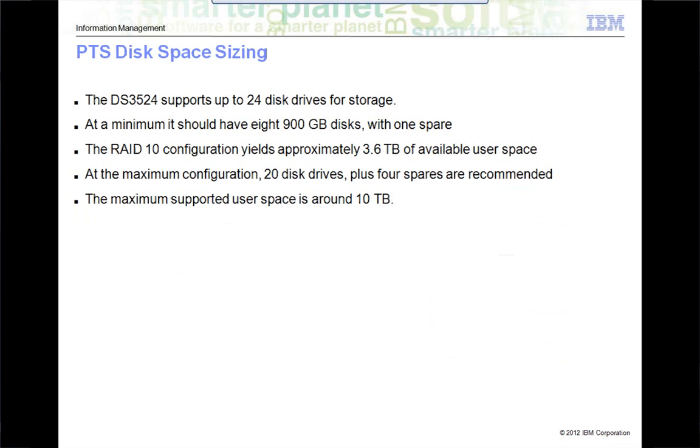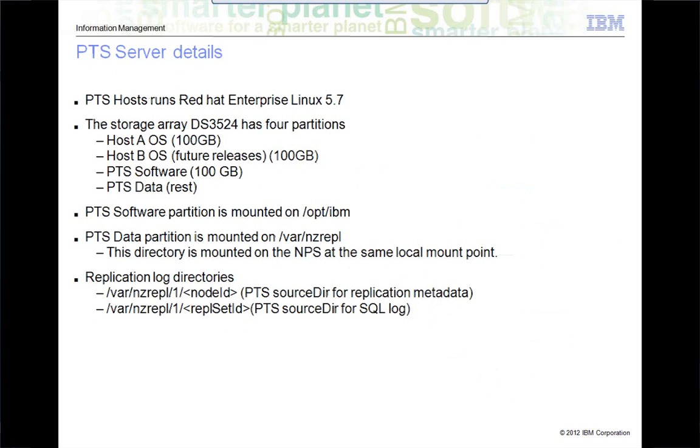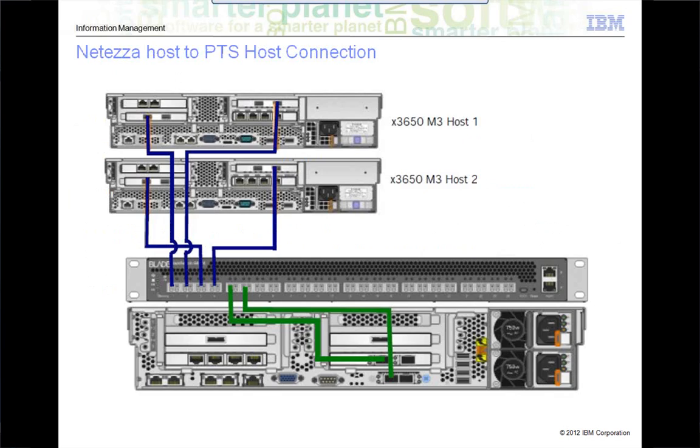Moving along. This is a wiring diagram that shows the connections between the Netezza appliance and the PTS host. On the top, you have host 1 and host 2 of the Netezza TwinFin appliance. At the bottom, you have the switch and the PTS host. On each Netezza host, you need two 10 gig interfaces on two different cards. The connections from those go to the switch, and from the switch, these two 10 gig connections go to two different ports, again on two different cards on the PTS host. This is done for high availability and failover at the card level.